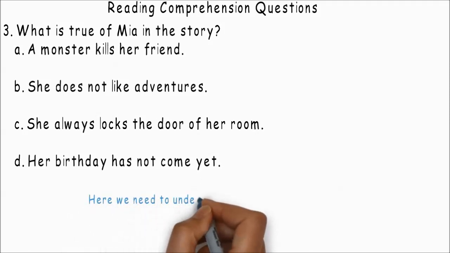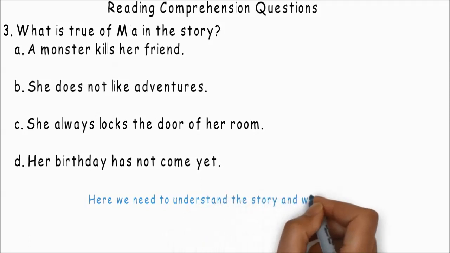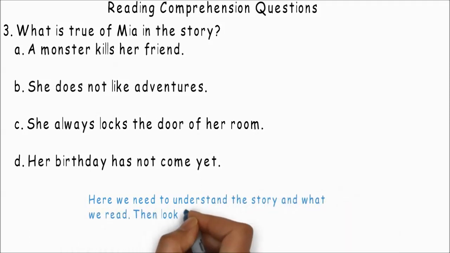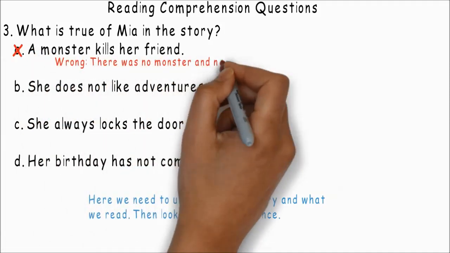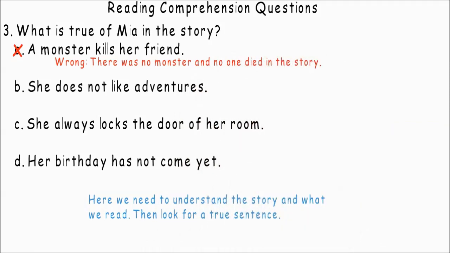Here, we need to understand the story and what we read. Then we need to look for the true sentence. So what is true of Mia in the story? The monster kills her friend. She does not like adventures. She always locks the door of her room, and her birthday has not yet come. Well, it's not A. There was no monster, and no one died in this story.